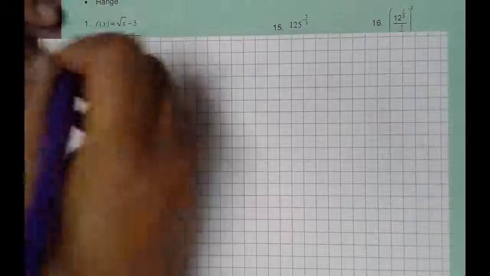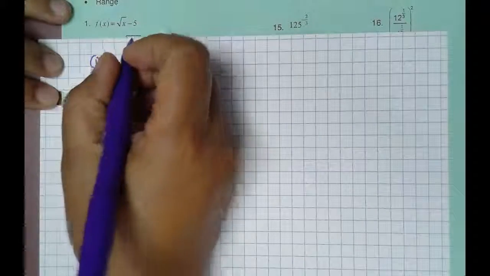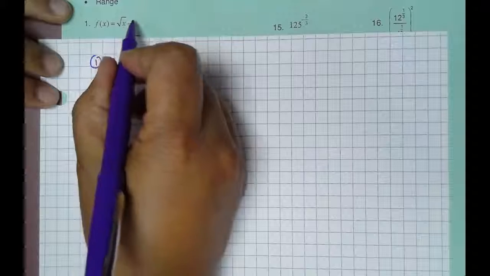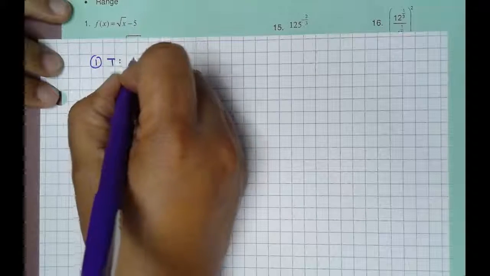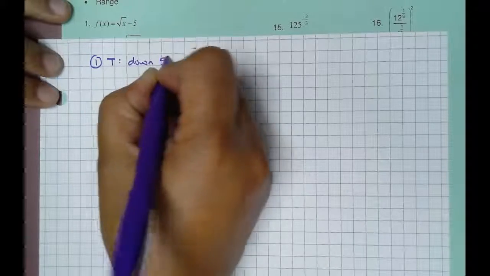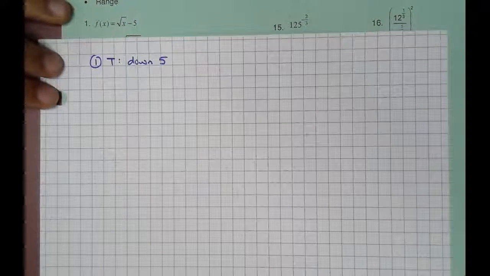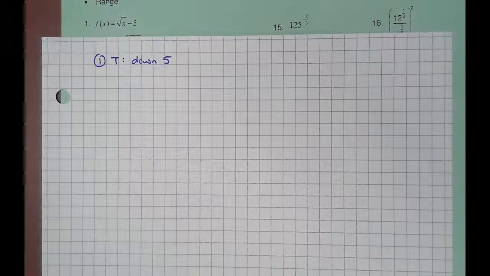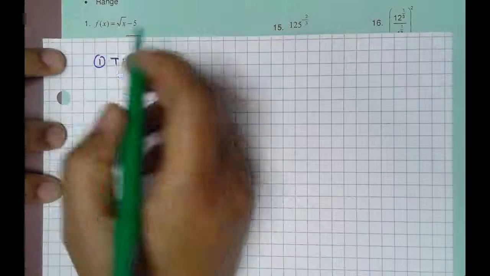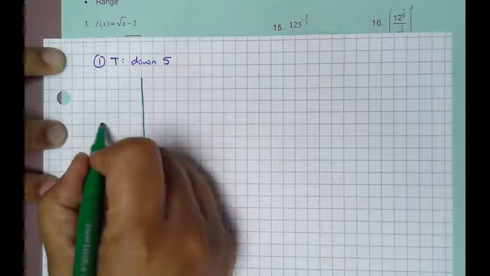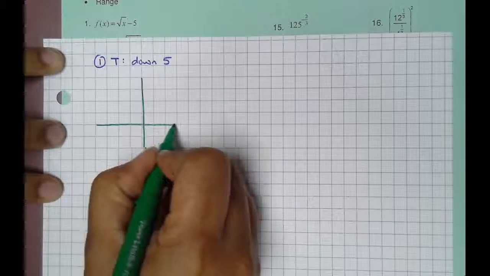So number 1, it's asking us for what the translation is. So the translation has just this -5, so that's going to move it down 5. And that's the only transformation. So let's go ahead and start with what the graph looks like. So it's a square root function. Square root functions, you should think of going 1, 1, 4, 2.